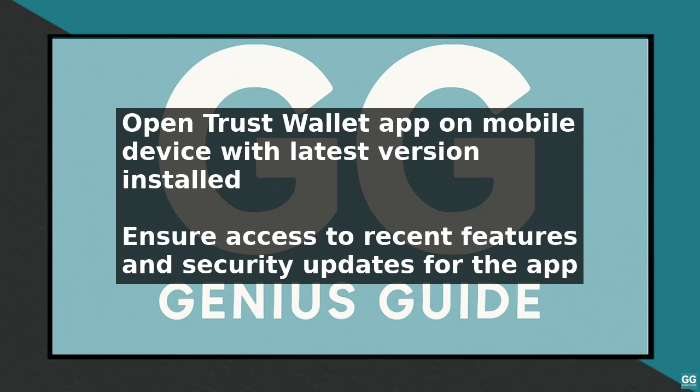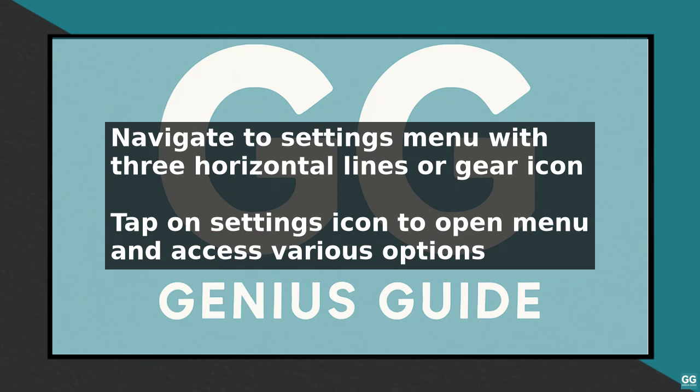In the Settings menu, look for the Security section. This section may be labeled as Security, Account, or Wallet Security, depending on the app layout. Tap on the Security section to access options related to fingerprint login and other security features.